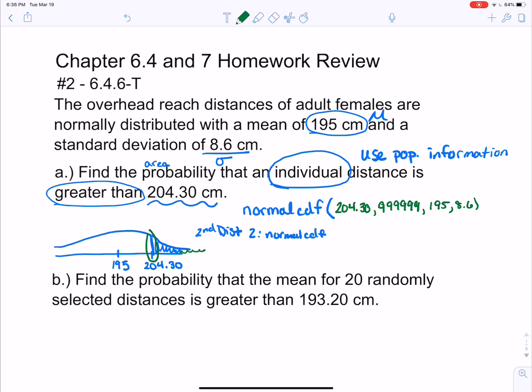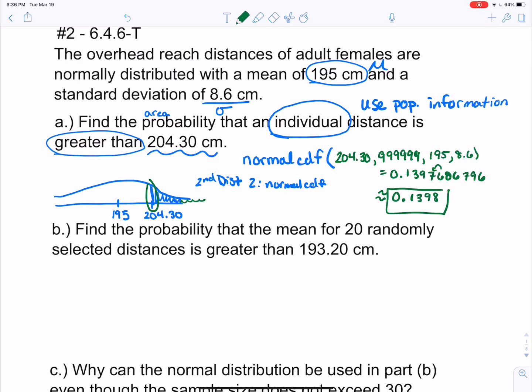When we do that, we end up with 0.1397606796. And then our directions on this question asked us to round to 4 decimal places, which gives us about 0.1398, because that 6 tells us to round up. So there's a 0.1398 chance or probability that an individual overhead reach distance is greater than 204.30 centimeters.